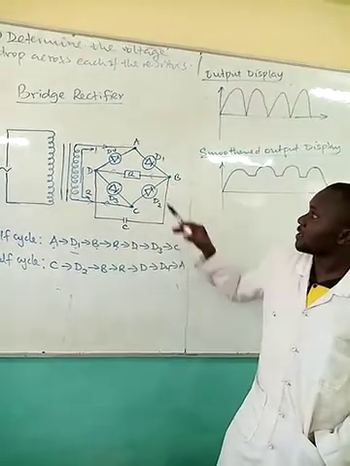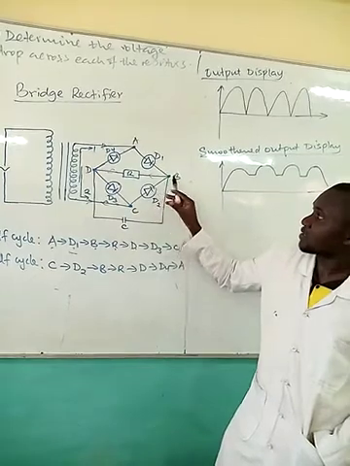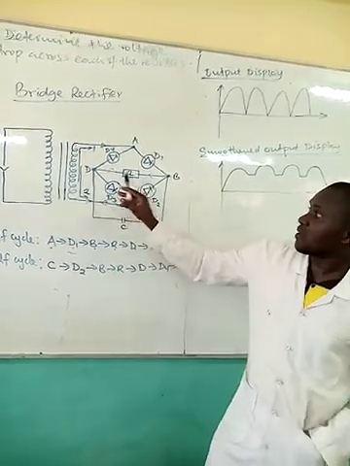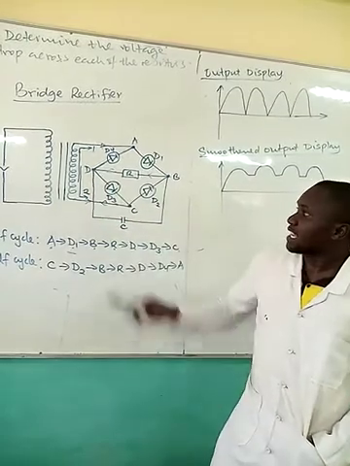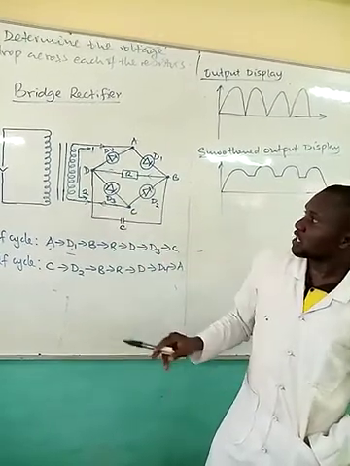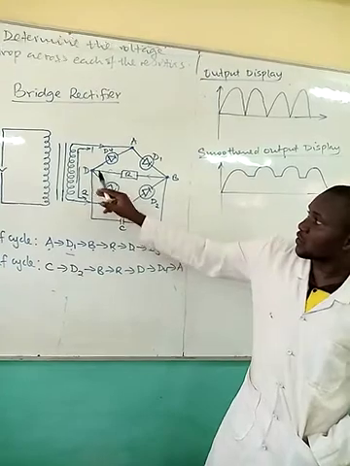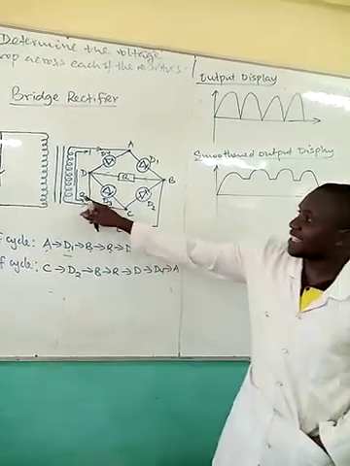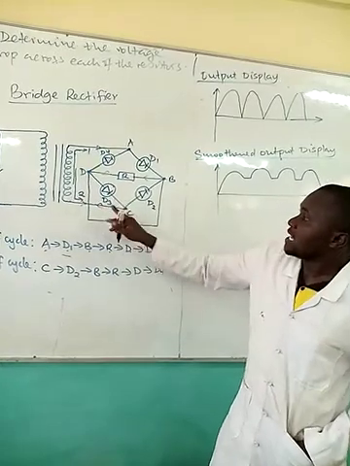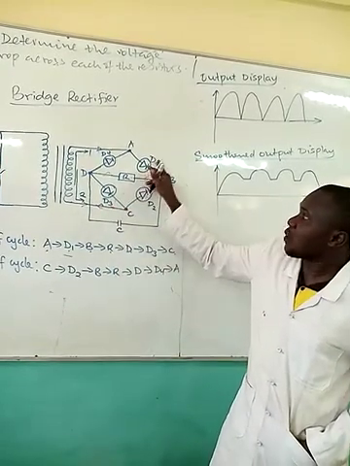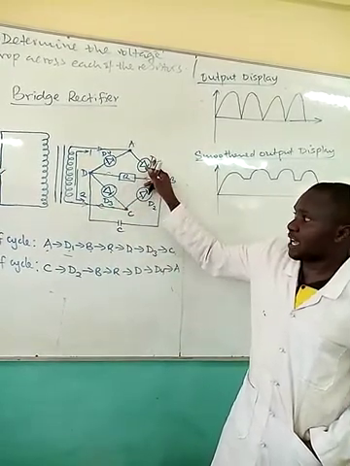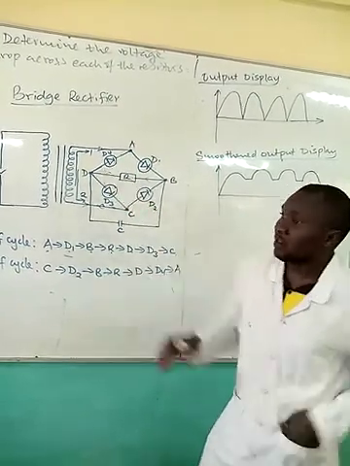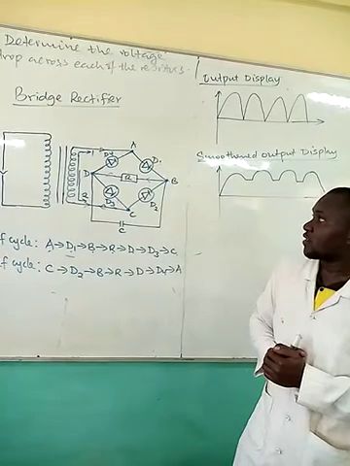At point B, it will find D1 is reverse biased, so instead it will flow through to the load R. Then from R, it goes to point D. At point D, because D3 was already reverse biased, it won't follow that path, so it will go through D4. So we are seeing there that in the second half cycle, D3 and D1 are reverse biased, so current will not flow through them whatsoever. But D2 and D4 are forward biased, therefore current will flow through them.